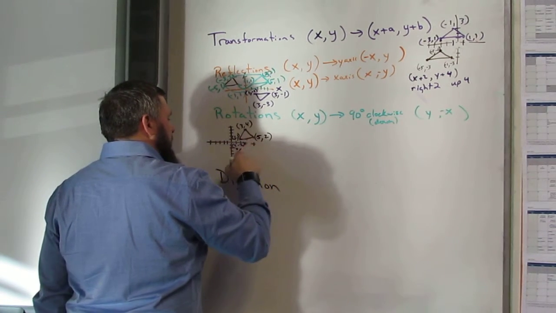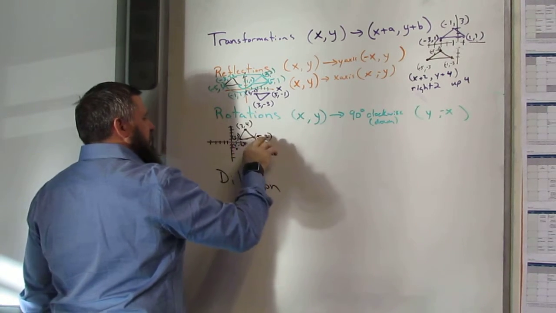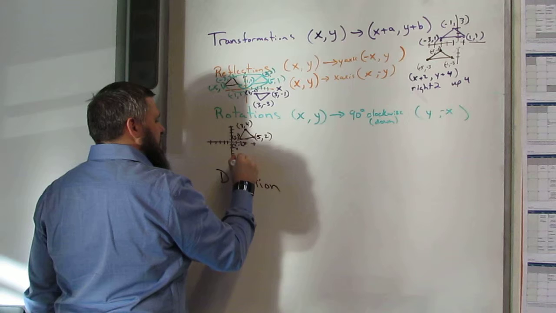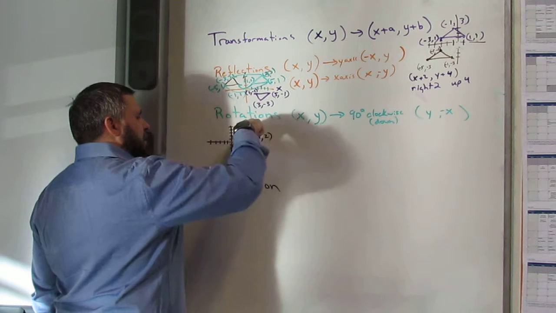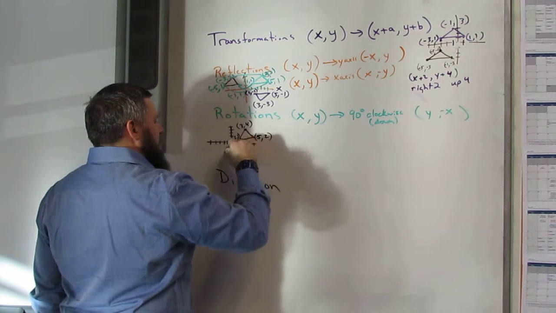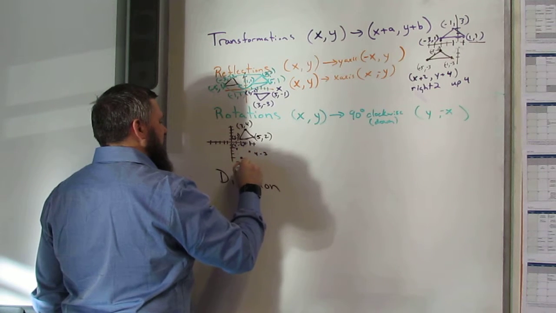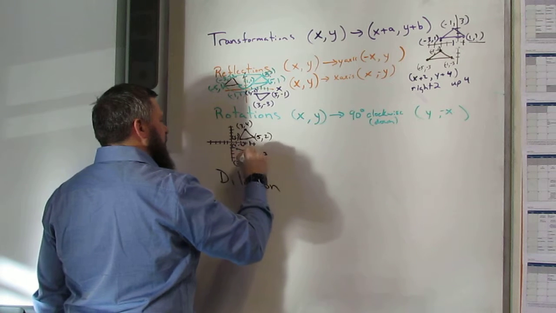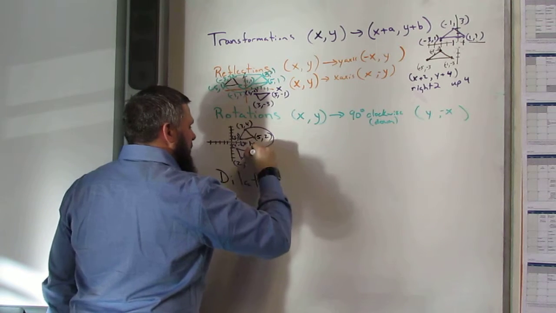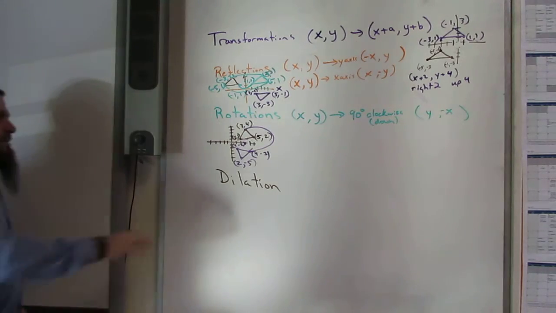And then this one becomes a 2, 5, so 2, negative 5. And then this one becomes a 4, negative 3. So a 4, negative 3. So that's a 90-degree rotation. It's just coming down this way.